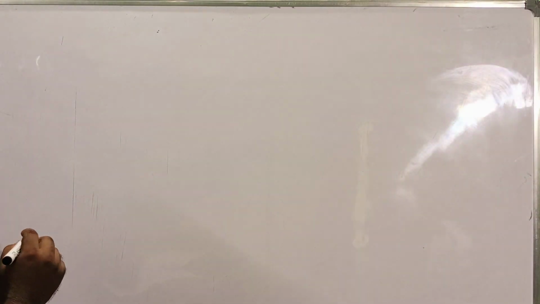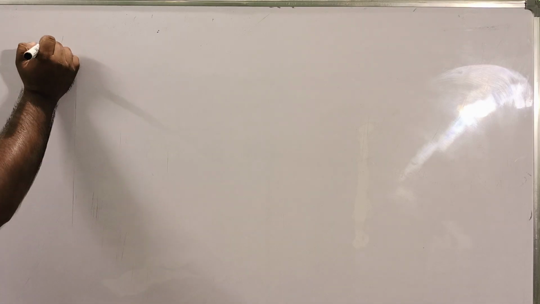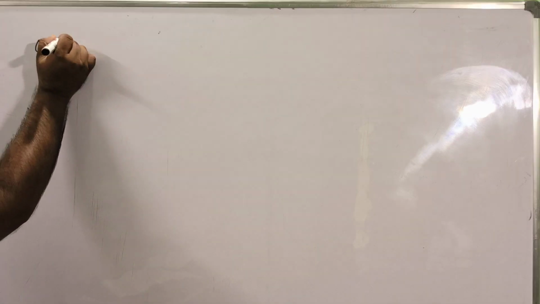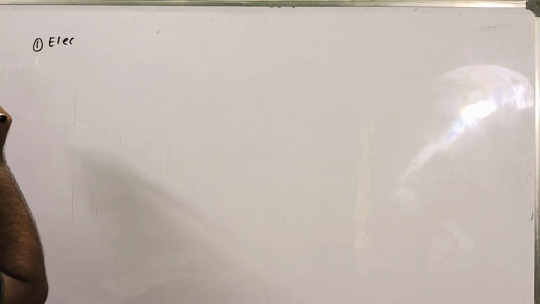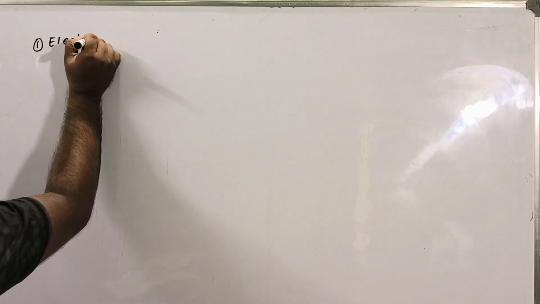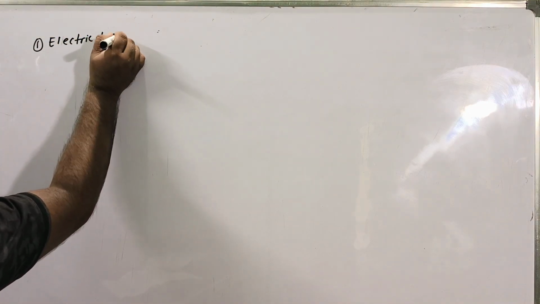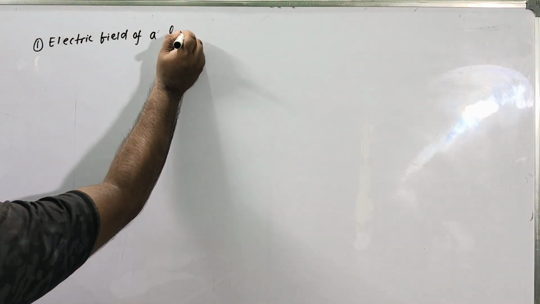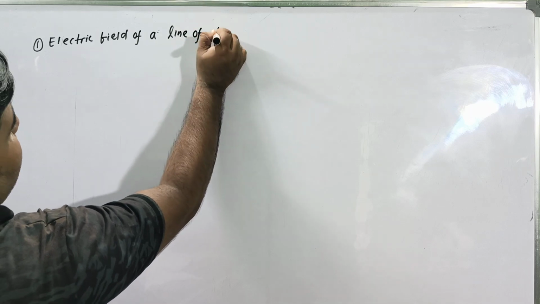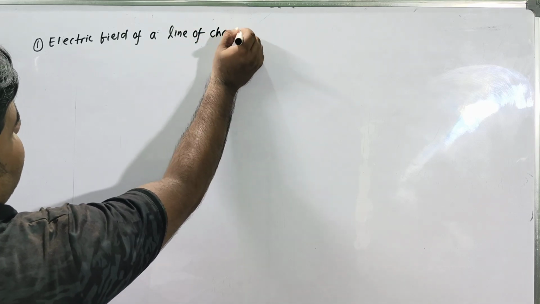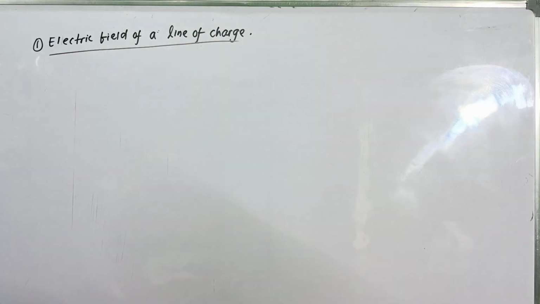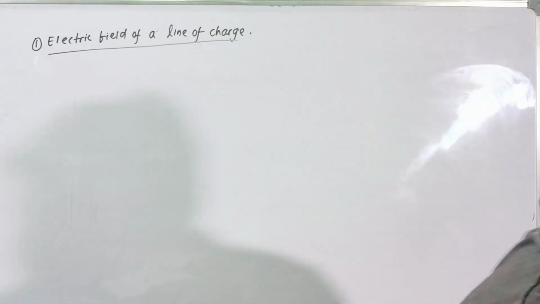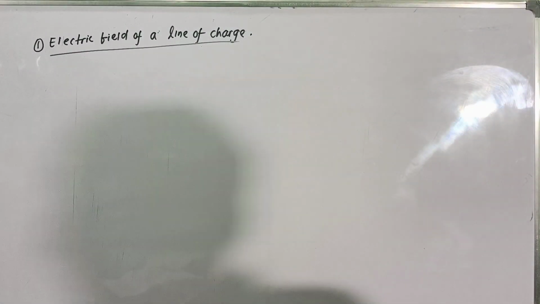So what are the applications of Gauss law? One application is we can actually calculate the electric field of a line of charge. You are given a line of charge and you have to calculate the electric field at a distance r.